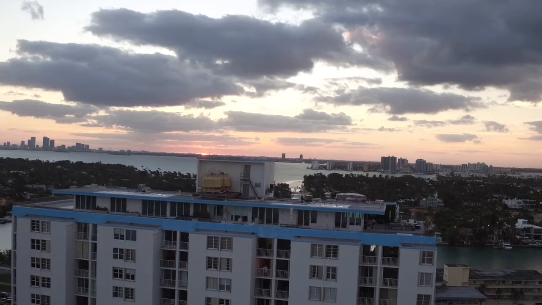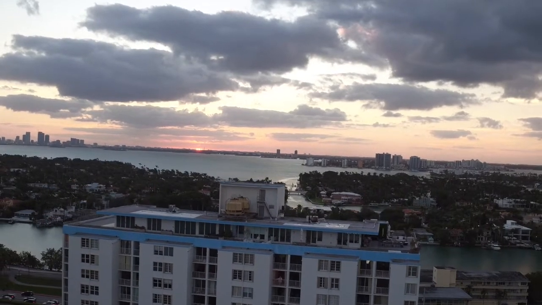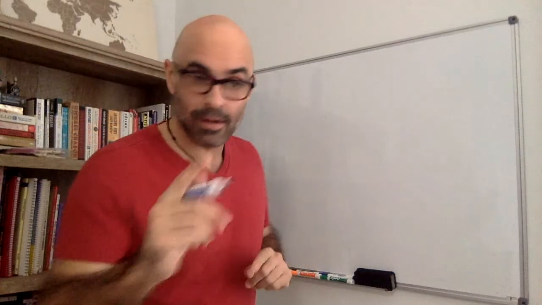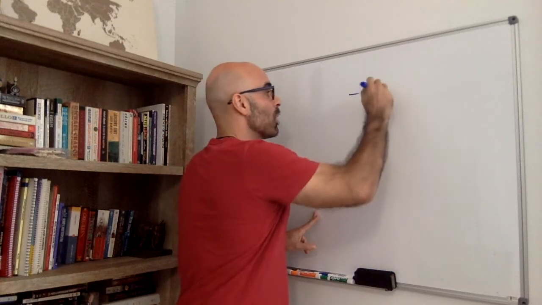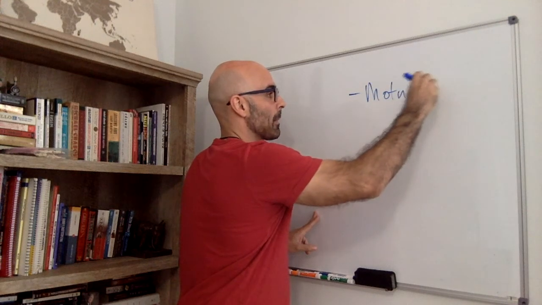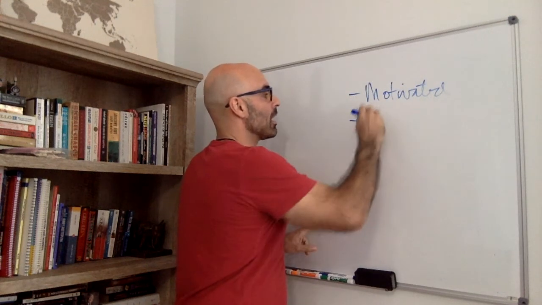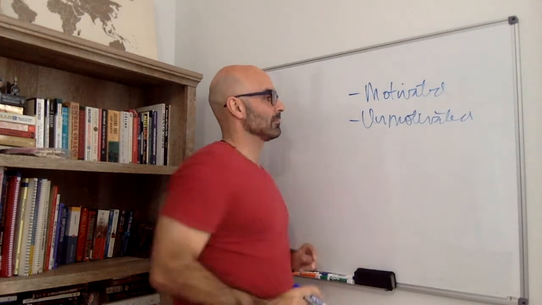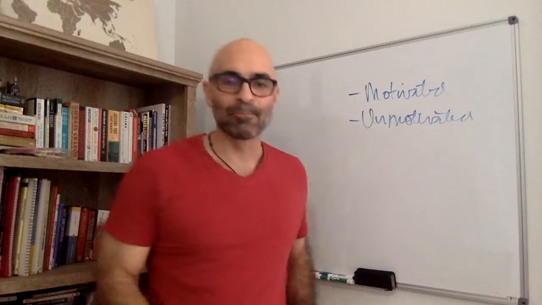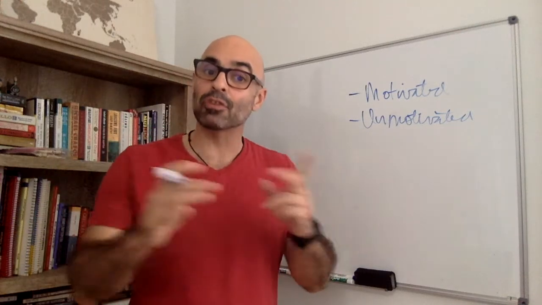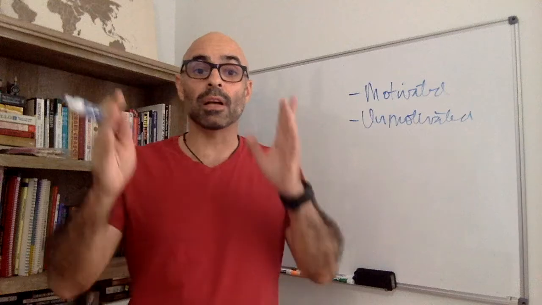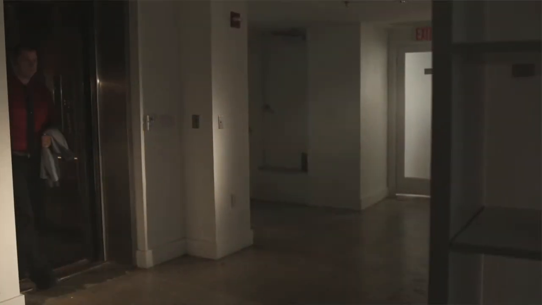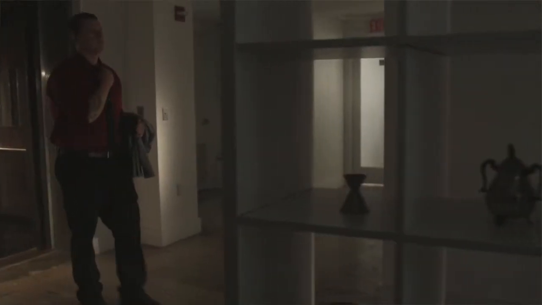So even though there are a million types of moving shots, I want to catalog them into two categories. Number one is motivated and number two is unmotivated. So what's the difference? A motivated shot is a camera shot that follows a subject that is moving. The subject is moving and the camera is following the movement of that subject.